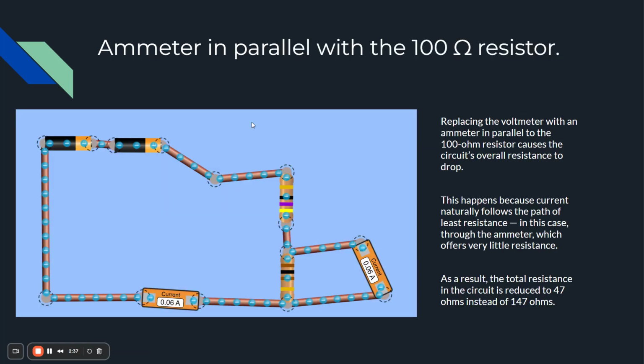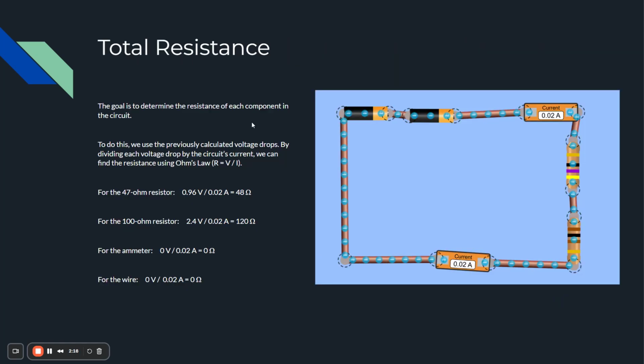And then in part four, we replaced the voltmeter with an ammeter in parallel with a 100 ohm resistor. This caused the total resistance to drop significantly to just 47 ohms, because current takes the path of least resistance, through the ammeter, which ideally has near zero resistance. And then we also calculated the voltage drops across each component using a voltmeter and Ohm's law. By placing the voltmeter probes at various points, we could determine the potential differences and verify our circuit behavior.